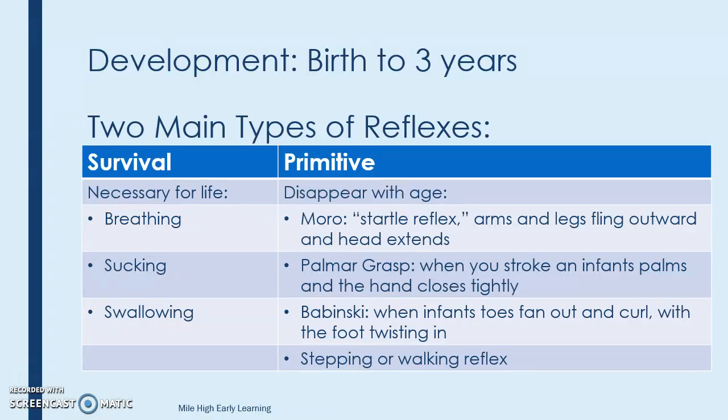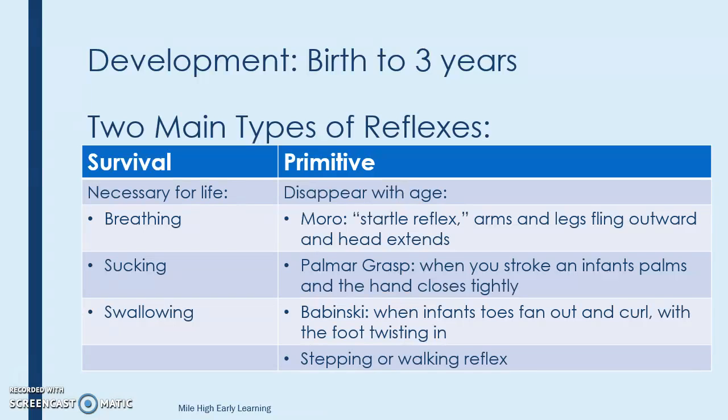They are generally split up into 2 categories, survival or primitive, and these are the ones that impact us in infancy. So survival reflexes are necessary for life and include breathing, sucking, and swallowing. And they have to have the sucking and swallowing piece. Obviously, they have to have breathing, but the sucking and swallowing piece are key for eating.